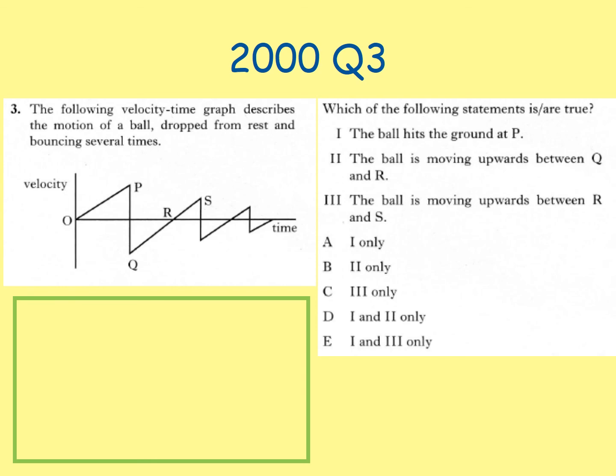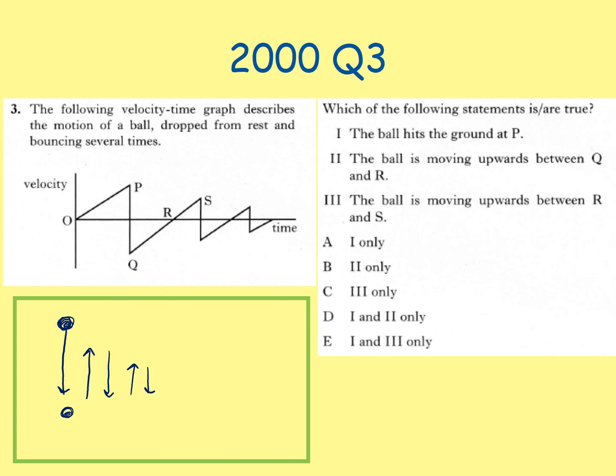Before we have a look at the statements, let's go back to our question and think about what's actually happening in the physical world. It's saying a ball is dropped from rest and bouncing several times. So our ball starts up here, it's dropped, and it hits the ground, and it bounces several times. So it's going to go up, it's going to go down, it's going to go up, it's going to go down. And we've got this decrease in velocity because that's just how balls work, isn't it? They lose energy as they bounce. Eventually it's going to come to rest on the floor.